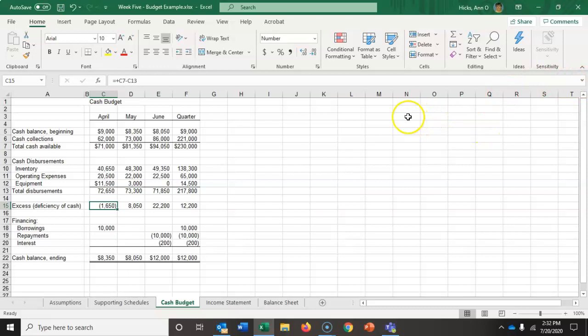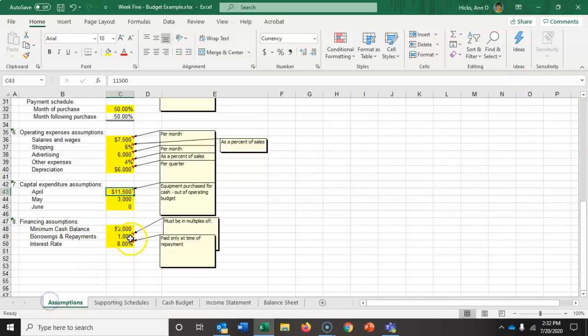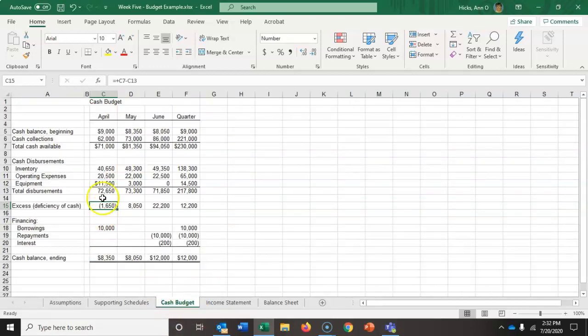Now, remember, from the assumption page, we have a minimum required cash balance of $8,000, but we can borrow only in increments of $1,000. Well, we need to cover that negative $1,650 plus $8,000. That would be a total of $9,650. That means we have to honor the $1,000 increments. We need to round up to $10,000. That leaves us with ending cash of $8,350.